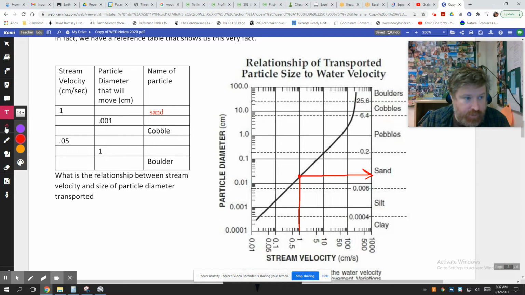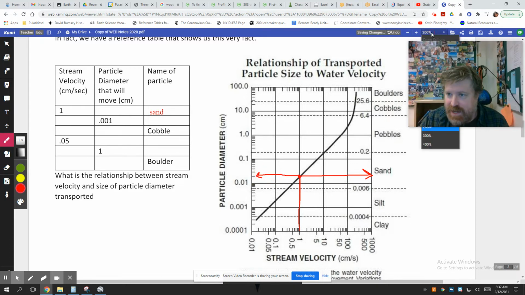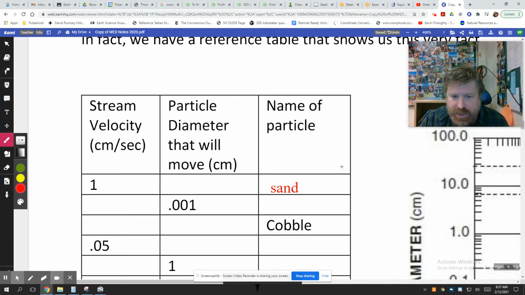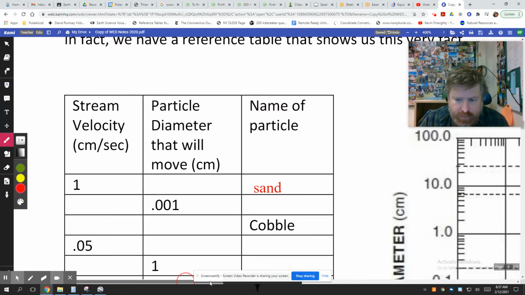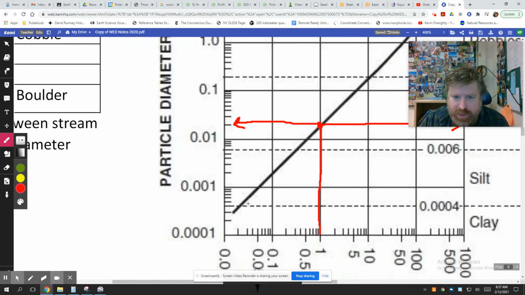We can also get the actual exact size, but this gets a little funky because it's not a traditional linear scale like you're used to. It's one of these. We did these with the HR diagram. I don't know if you remember that. That's the one that had all the stars on it.